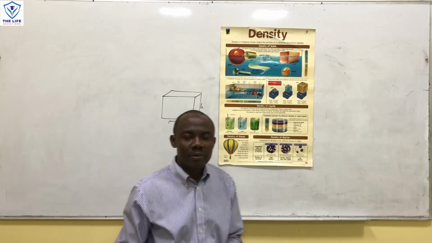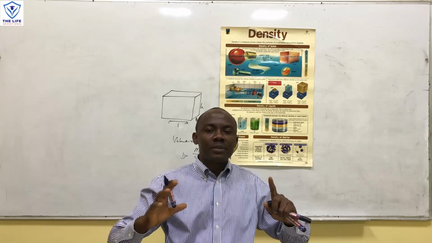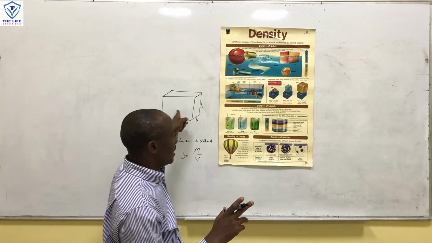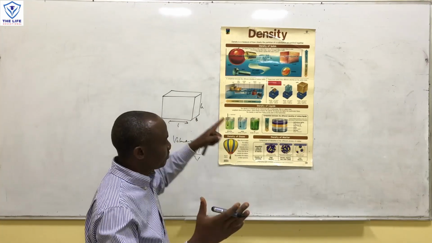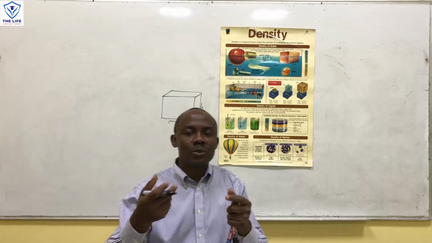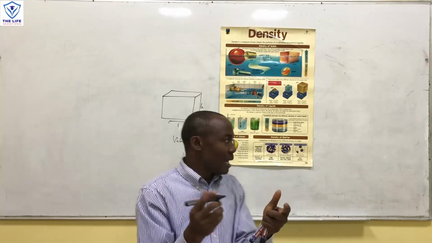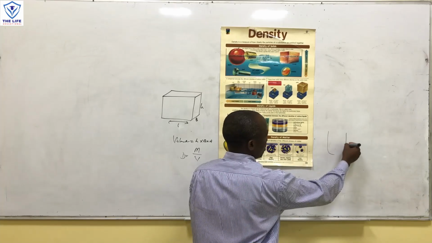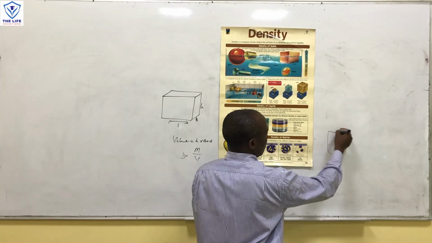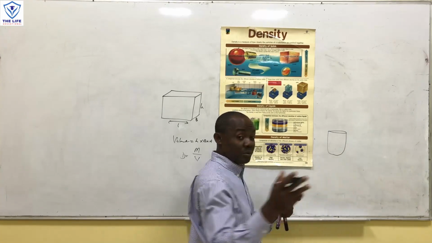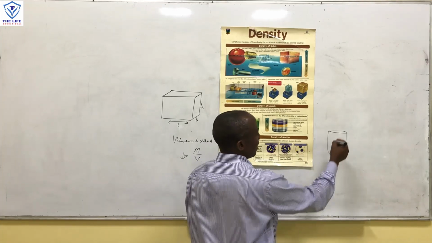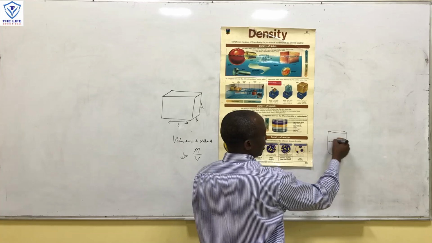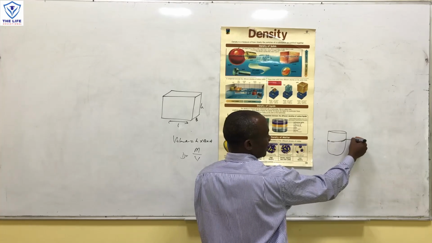It's very simple. But if your solid is an irregular object, in that case you can't measure this way. You have to make use of water in a container. Get its mass, very simple, as you did for the regular object. But to get its volume, you have water in a measuring cylinder, and you note the initial volume.